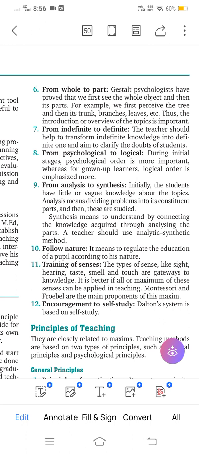Then, from analysis to synthesis, initially the students have little or vague knowledge about the topics. Analysis means dividing problems into its constituent parts, and then these are studied. Synthesis means to understand by connecting the knowledge acquired through analysis of parts. A teacher should use analytic synthetic method. Then, follow nature. It means to regulate the education of a pupil according to its nature.